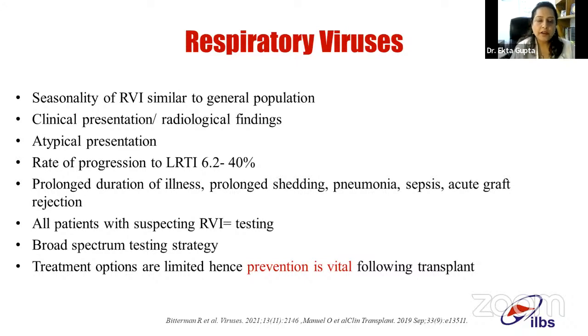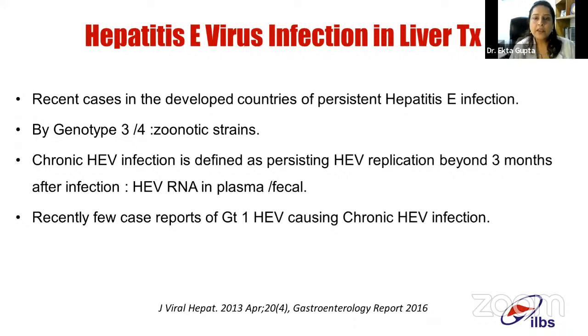And the treatment option is that you have to prevent the secondary bacterial infection. In influenza, you can give Tamiflu. Otherwise, you just have to give antibiotic prophylaxis, and then monitor, and you can actually treat these infections. Prevention is more important. So influenza vaccination or COVID vaccination, when it was going on, such respiratory viruses can be taken care of. Another important virus which is coming up is hepatitis E virus, especially in liver transplant.